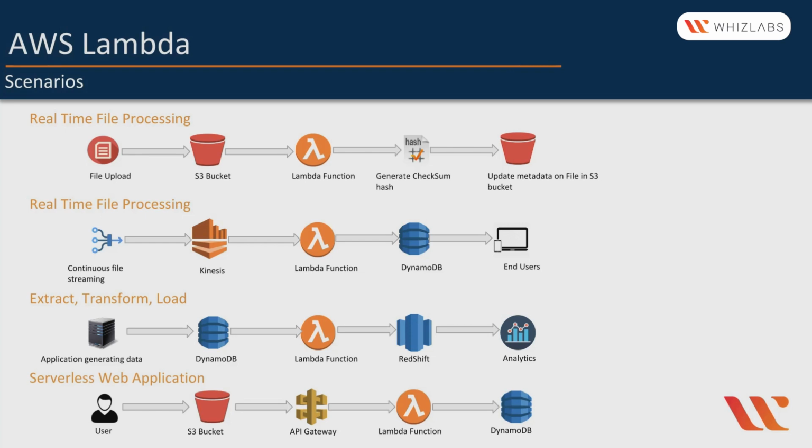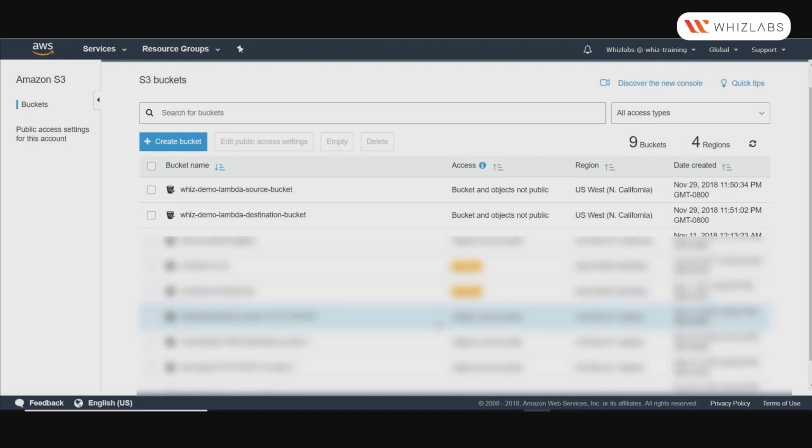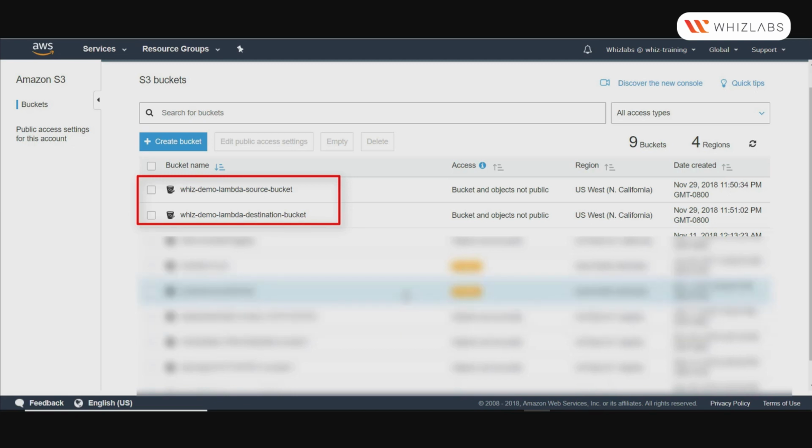Alright, enough of theory. So let's get on to the AWS console and see how we can create a Lambda function and how it gets executed. Okay, I'm on the AWS console. In this exercise, we will perform a simple real-time file processing event through Lambda. I have created 2 buckets in the North California region, and this exercise would copy whatever files we upload into the source bucket to the destination bucket.